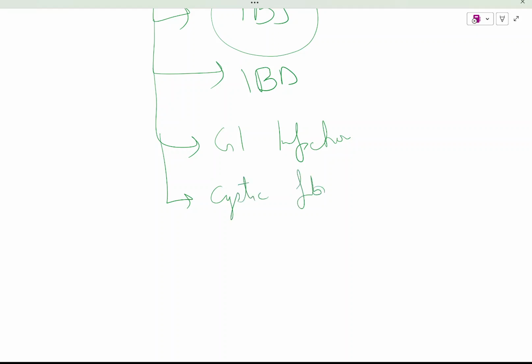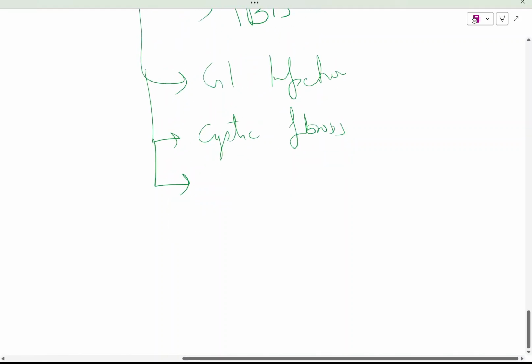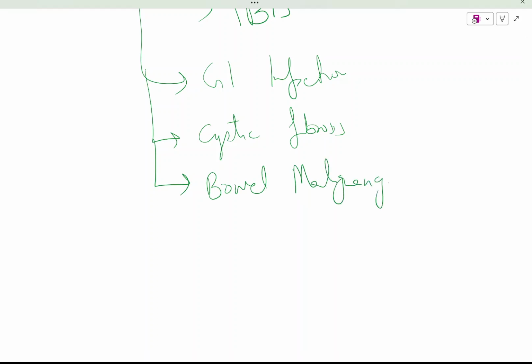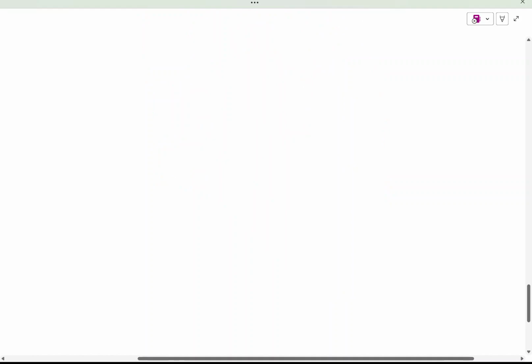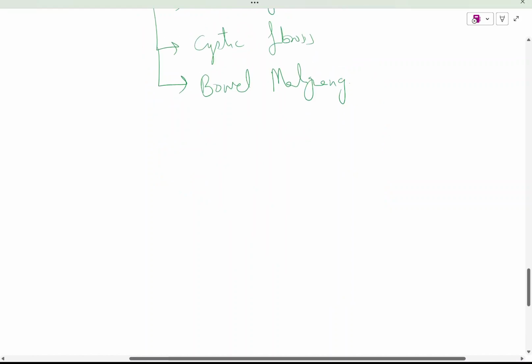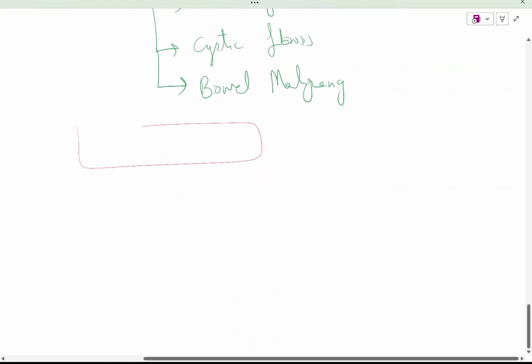What will happen in cystic fibrosis? I told you, you are very much clear about cystic fibrosis. Bowel malignancy, we are going to place at the very end of the step ladder. So how will we treat the patient? Treatment is going to be a very important point. First of all, we are going to advise and counsel the patient to avoid or reduce intake of milk products. Treatment.